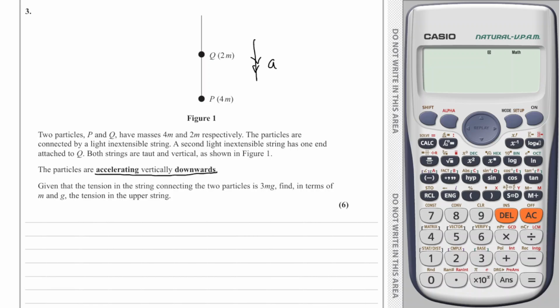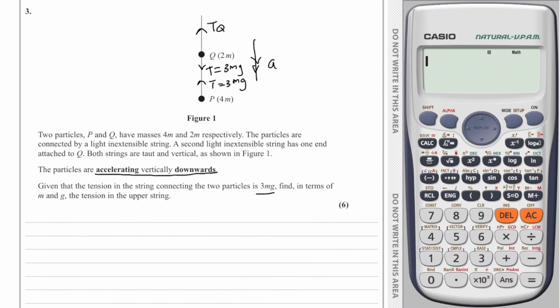So there are two different things. This is the upper string, and this string has a tension like this, so I can mark it as TQ. And the string connected between the two particles creates a tension like this, so I can just mark it as T and T. These two tensions are the same in magnitude and different in direction. So this is 3mg and this is also 3mg in magnitude. This value is given in the question.